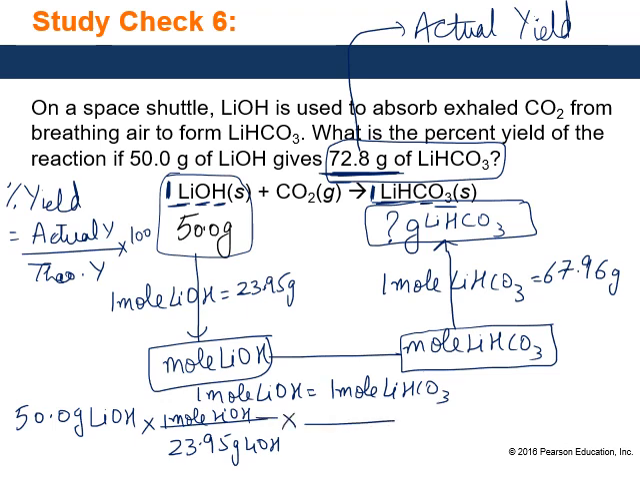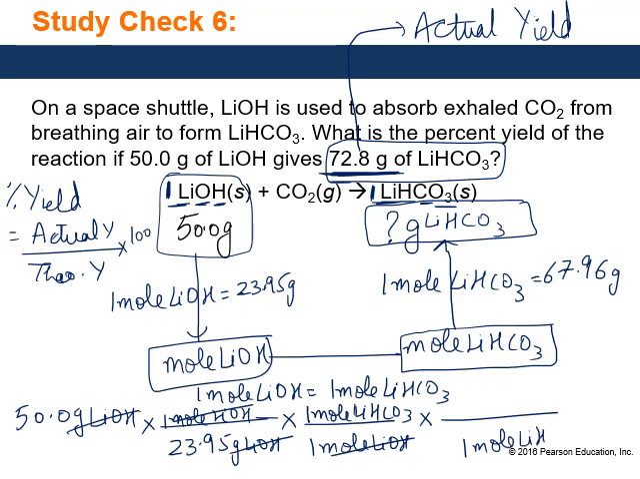Multiply with the next that comes from here, 1 mole LiOH, 1 mole LiHCO3. Multiply, mole, mole go on, gram, gram go on. 1 mole of LiHCO3, 67.96 grams of LiHCO3. Mole, mole gone. If you solve this, you would get the final answer as 142 grams of LiHCO3.